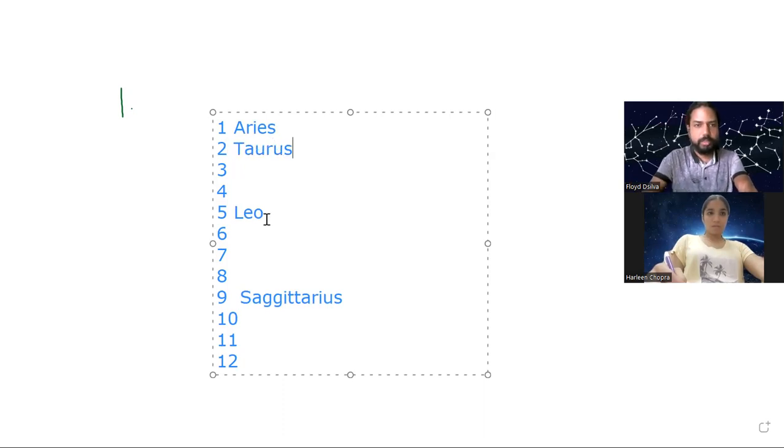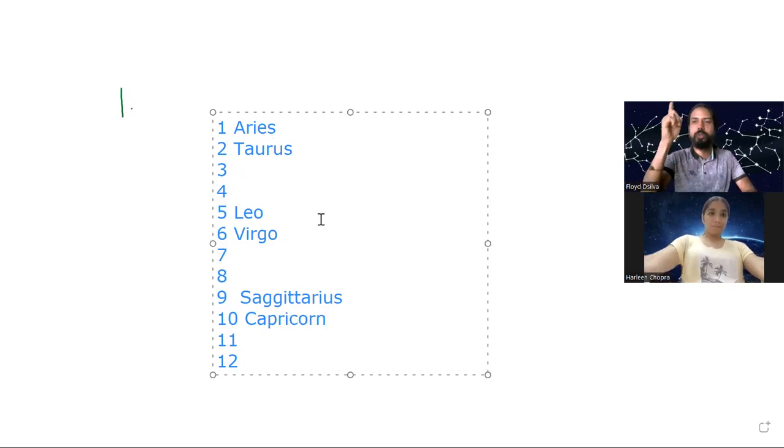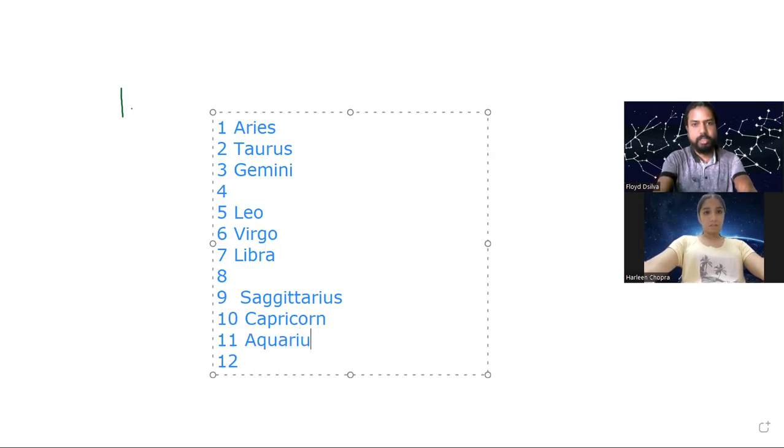Now we'll come to the earth signs. Taurus, Virgo and Capricorn. Number 6 is Virgo. So again, 2, 6, 10. Now the air signs: Gemini, Libra and Aquarius. So again, 3, 7, 11. And we have the water signs: Cancer, Scorpio, Pisces. Okay, so now we'll come to what to do with these signs.